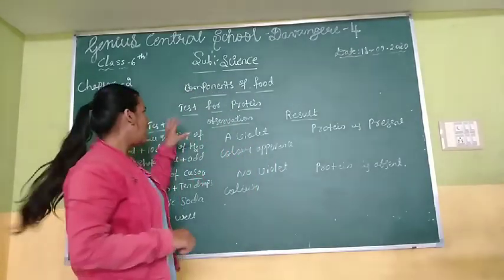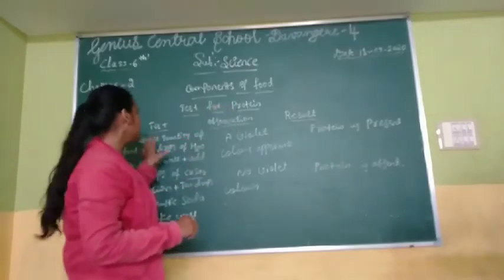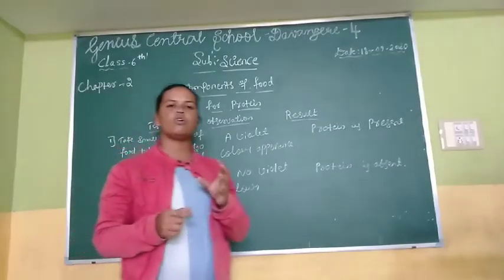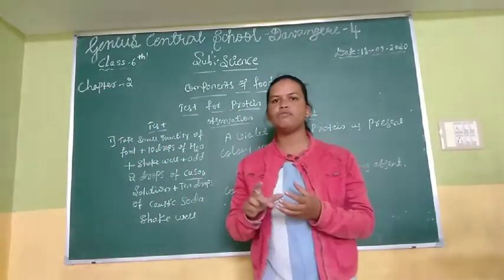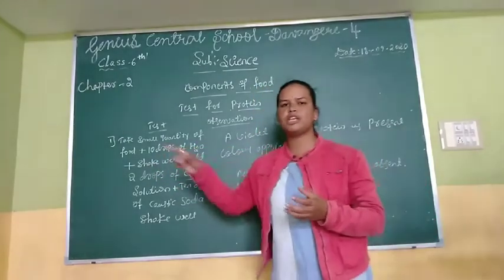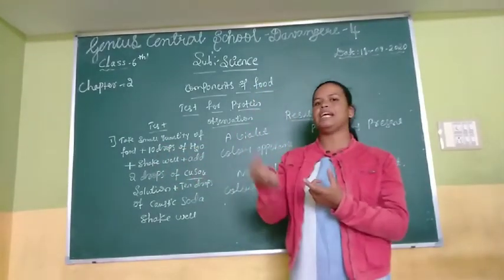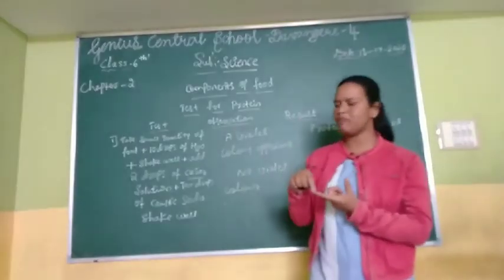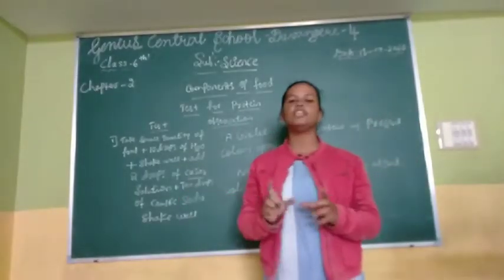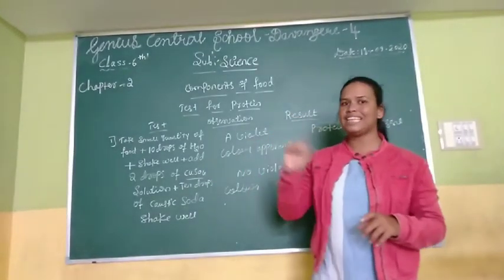Shake it well. How is the protein test done? You have to take a given quantity of the foodstuff and make it into a paste. Add it to a test tube with 10 drops of water and shake it well. Add 2 drops of copper sulfate solution and again 10 drops of caustic soda, and shake it well.